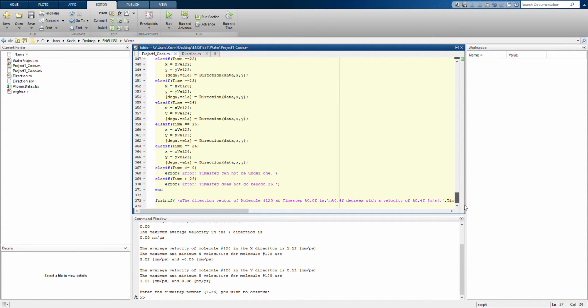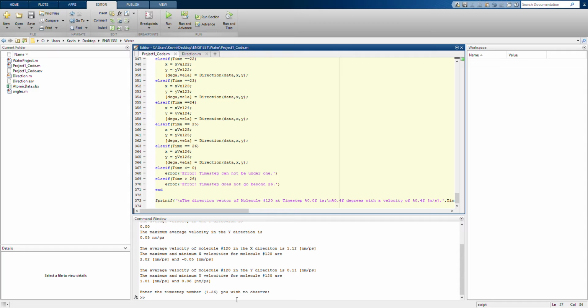Now, next, after we got that, we would have to print it out. So we used the fprintf function to do that. But if the time step entered was less than 1, an error message would occur saying that the time step cannot go below 1 because the data wasn't given for the time steps below 1. And there would also be an error for the time step going beyond 26 because the data doesn't go beyond 26. So this would be a run of the function given.